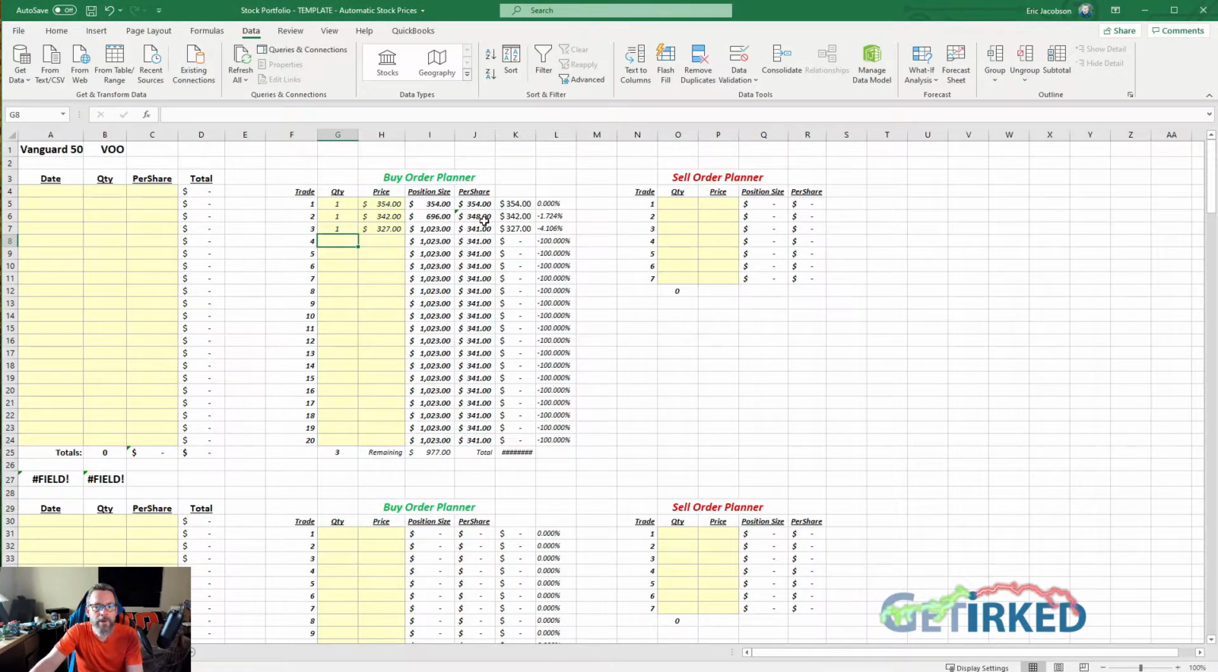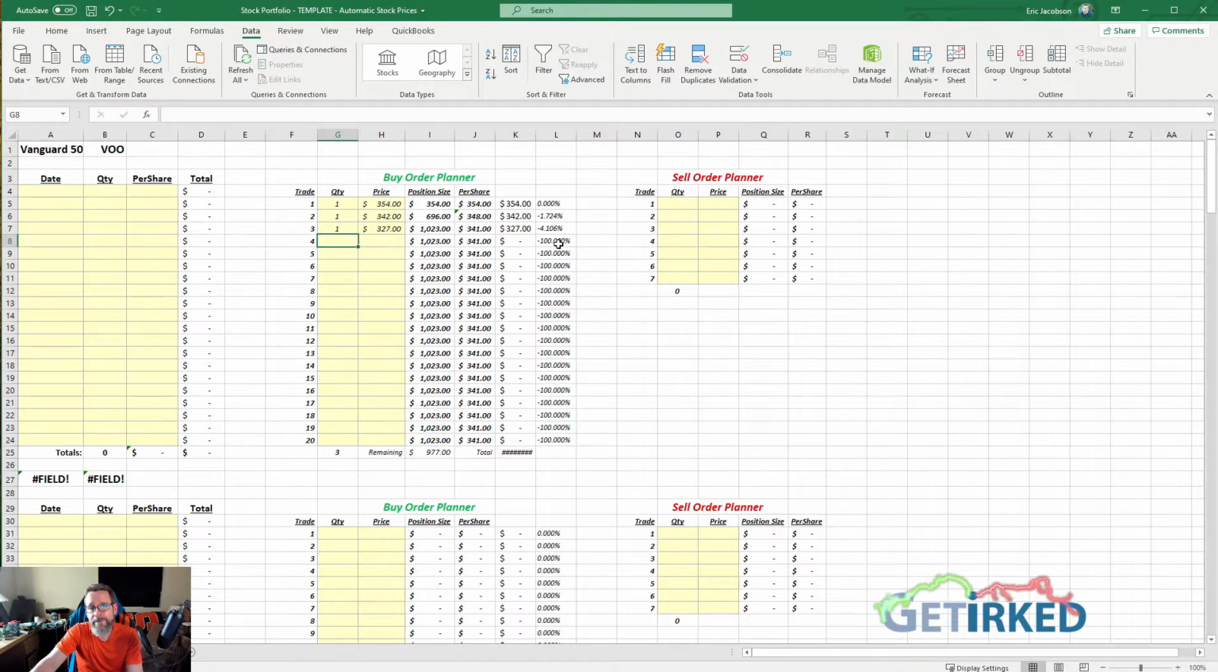And now our per share cost is $341. Over here in this column, you'll see it shows you at that price how much your overall position is down. So at $327, your per share cost is $341, which means your entire position is down 4.106%.